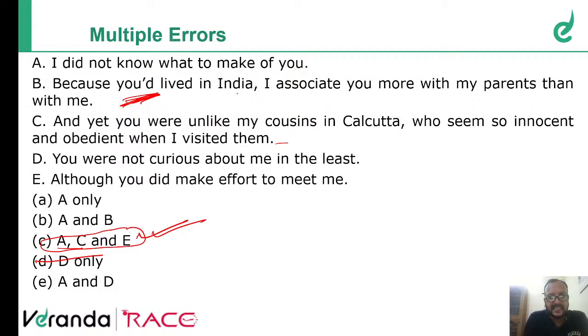So B is eliminated. C is, and yet you were unlike my cousins in Calcutta who seemed so innocent and obedient when I visited them. No error. You were not curious about me in the least. This is out of question. So E is correct, although you did make effort to meet me. So A, C and E are correct. Fine. So we have finally done 4 questions. Wonderful questions. Now let us move to the editorial.